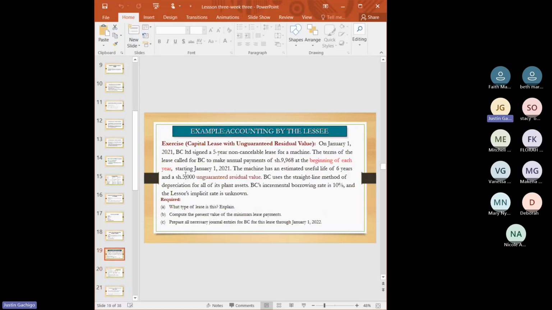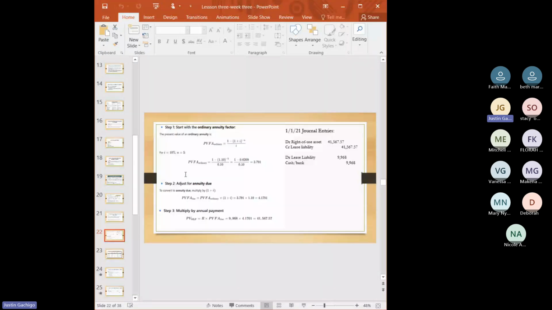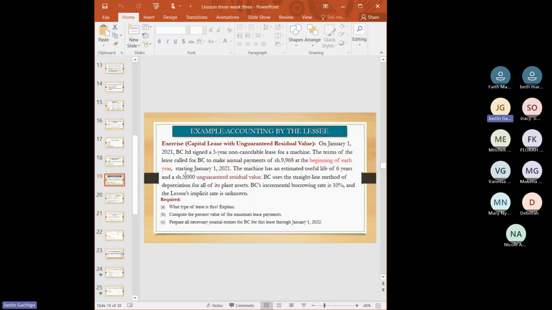The other one: compute the present value of the minimum lease payment. We have been told that the terms of the lease called for BC to make annual payments of 9968. So you have to get the present value of the lease payments. The payment is 9968.